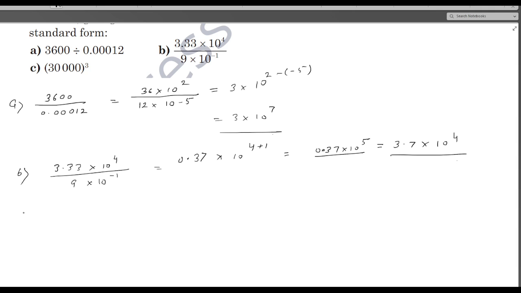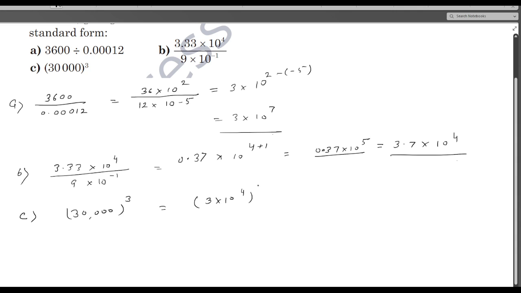And finally C, you have 30,000, the whole cube. So this 30,000 first I will write as 3 times 10 power 4, and then I will take its cube. So this will become 3 cube times 10 power 4, the whole cube. Okay. So again, there is an identity that a times b power c can be written as a power c times b power c.